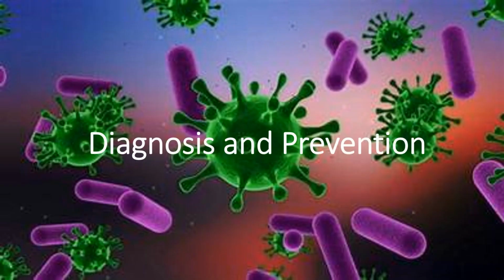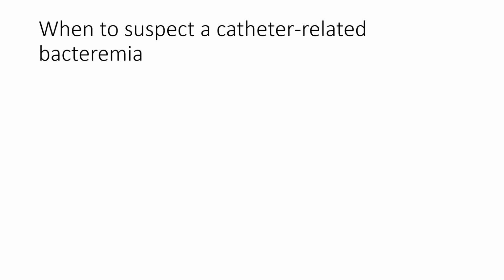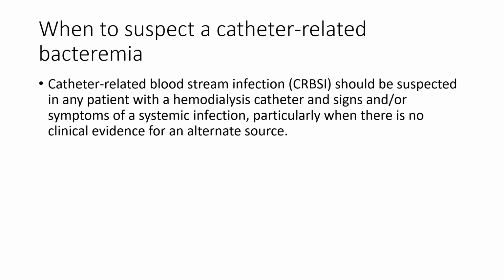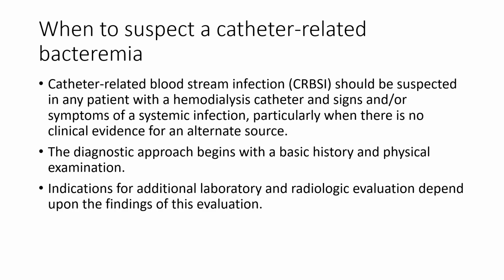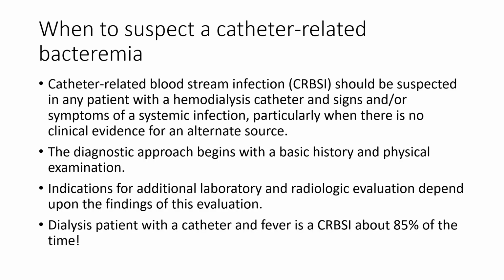Okay, let's discuss the diagnosis and prevention of bloodstream infections in dialysis patients. When should you suspect a catheter-related bloodstream infection? Basically, in any dialysis patient who happens to have a catheter plus signs or symptoms of systemic infection, so fever, chills, etc., particularly when there's no obvious alternative source, like everyone in the family has COVID or something like that. The diagnostic approach always begins with a basic history and physical examination. Depending on what you find, then we consider other radiology or laboratory tests, such as a chest x-ray or blood cultures or a viral screen.